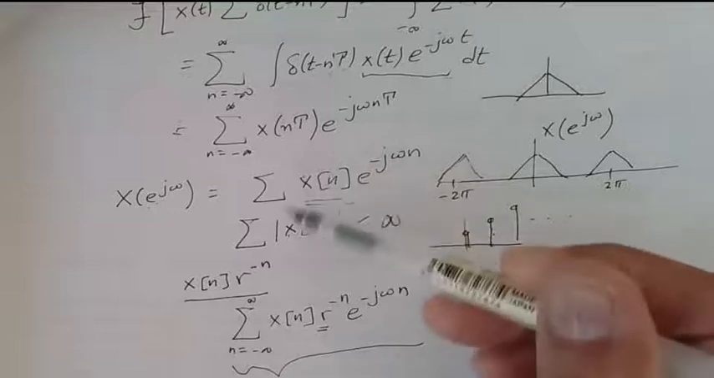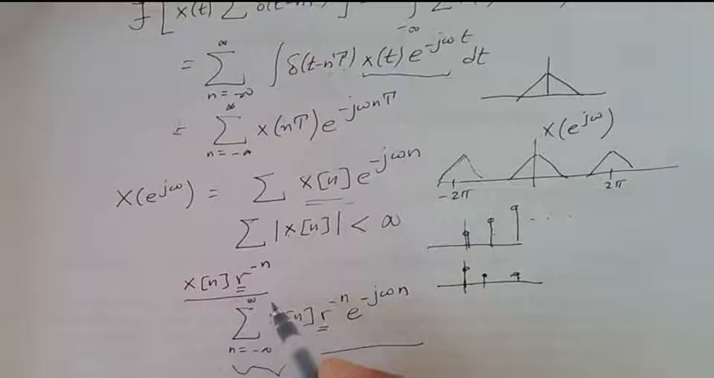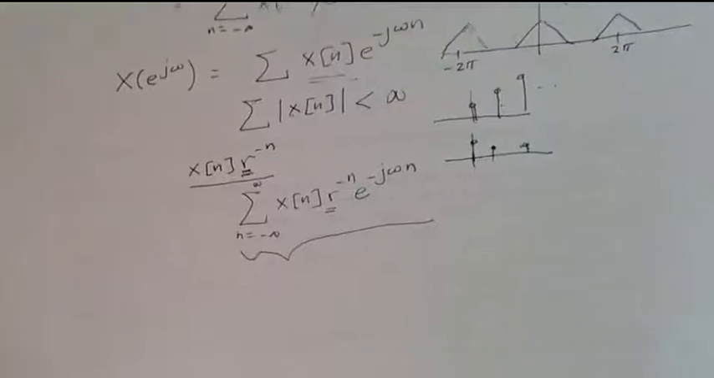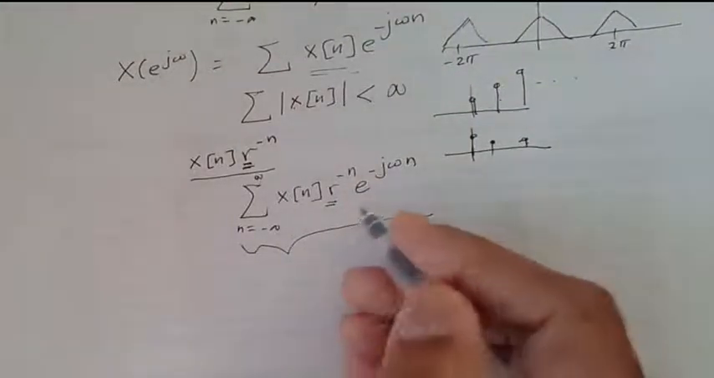If our system is not stable, then we have to do something like this, where we find a way of finding the discrete time Fourier transform for certain values of r, and those values of r will be our region of convergence. Okay, so here's what we can do once we have this. We can do a slight rewriting of these variables.